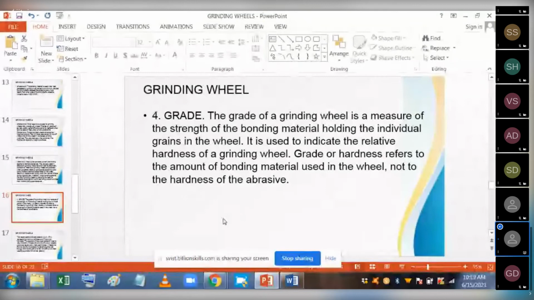The grade of a grinding wheel is a measure of the strength of the bonding material holding the individual grains in the wheel. It is used to indicate the relative hardness of the grinding wheel. Grade or hardness refers to the amount of bonding material used in the wheel, not to the hardness of the abrasive. It has got nothing to do with the hardness of the abrasive. The grade is only a quality of the bonding material that you are using. Okay.